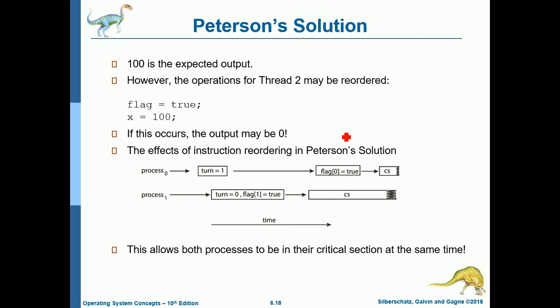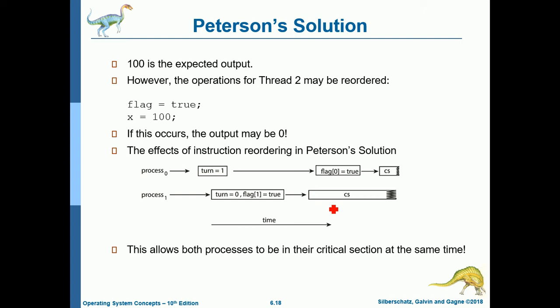So the effects of instruction reordering in Peterson's solution. For example, we have this for process 0: turn is equal to 1, and then flag 0, the flag for process 0, is equal to true, and then it will enter the critical section. For process 1, turn is equal to 0, and then flag 1 is equal to true. It will also enter the critical section.